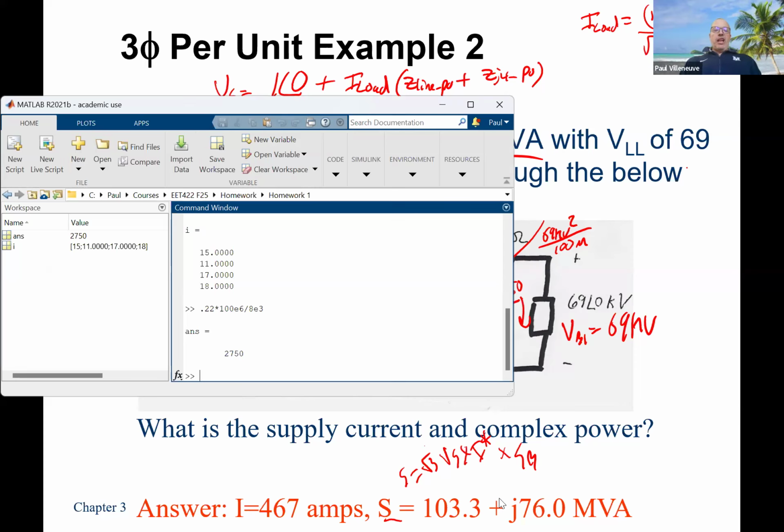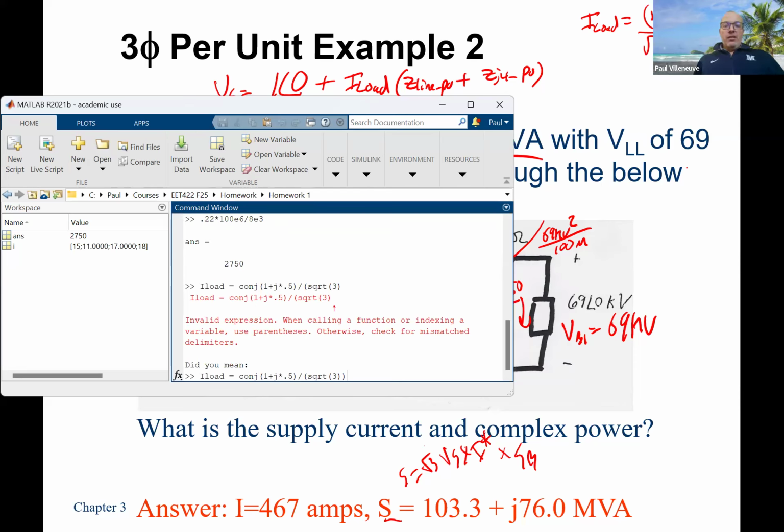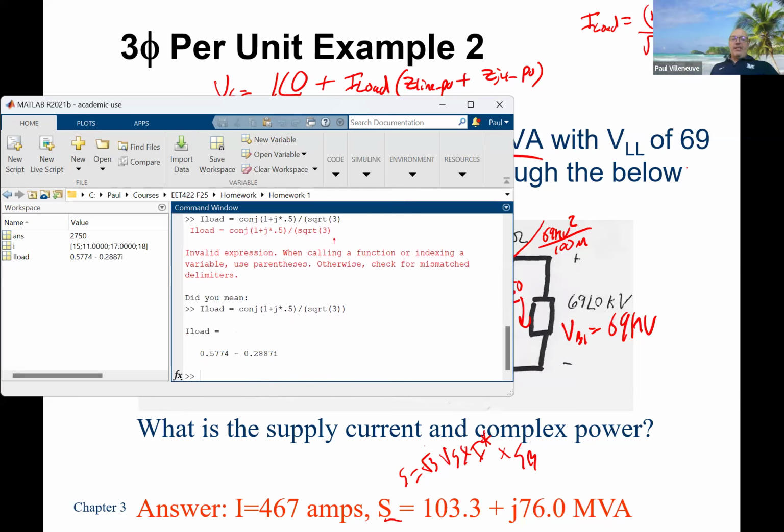So the first thing I'm going to do is I load. That's going to be equal to, and MATLAB has a conjugate feature built in. So if for some reason you forget how to take the complex conjugate of an angle, you can just use the conjugate function in MATLAB. Divide that by square root of 3 times 1 at an angle 0, which is just the square root of 3. So my I load, oops, I forgot to close it, is equal to that.